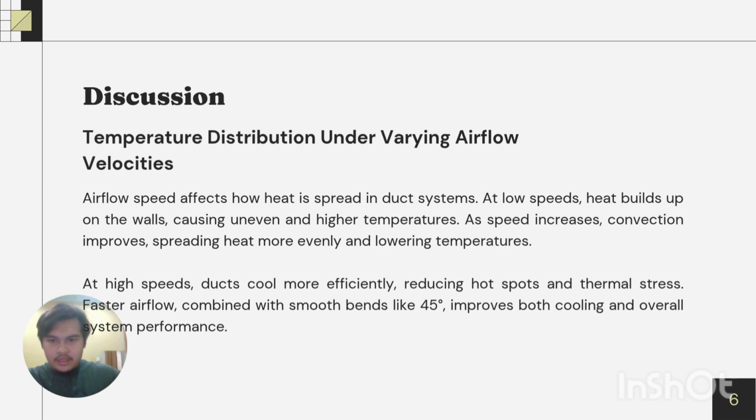The next one is temperature distribution under varying airflow velocities. The airflow speed affects how heat is spread in the duct system. At low speed, heat will build up on the walls, causing uneven and higher temperatures. As speed increases, convection improves, spreading the heat more evenly and lowering the temperature. By increasing the speed, ducts cool more efficiently, reducing hot spots and thermal stress. Combined with a smooth bend, like 45 degrees, it will improve both cooling and overall performance for the air duct.